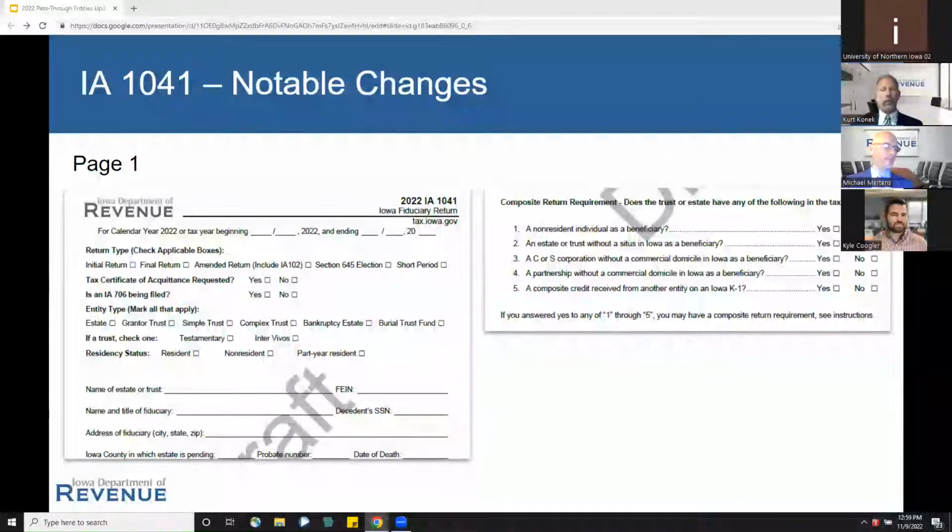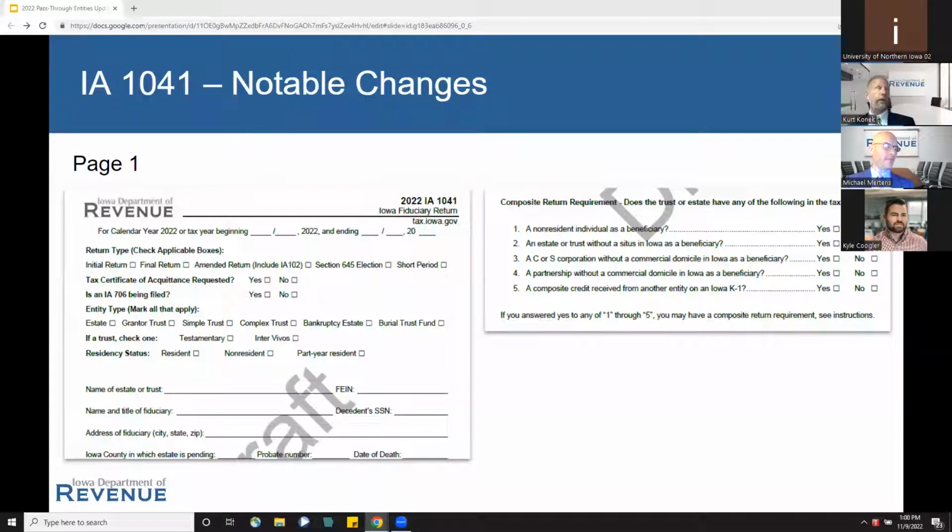But something brand new appears on the right hand of the screen, and these are the questions related to the composite return requirements that Mike was just going through. This helps you and the department identify whether there was a beneficiary that was a non-resident individual, or it could have been a trust or an estate that had situs outside of Iowa, and same thing with S corporations and partnerships. So those are the questions that are going to help us identify whether that composite return requirement is required. And then question 5 just helps us understand whether the estate or trust itself received a composite credit that will be reported on this tax return.